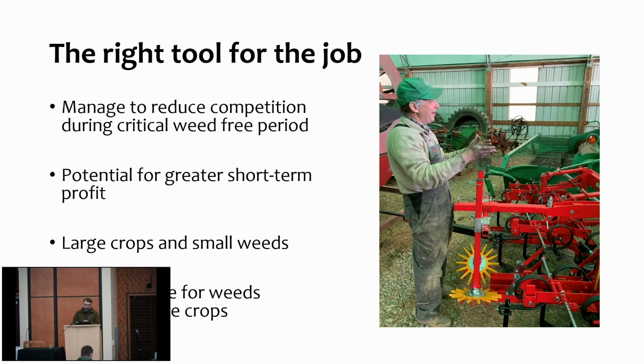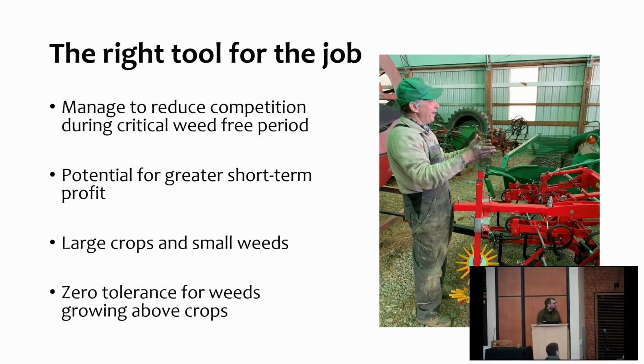Here's a photograph. This is Tor Oshner, a local farmer near Ithaca, New York, that I work with, showing off his cultivator to some of the students who were brought out to his farm. This approach is really about managing competition during the critical weed-free period. The critical weed-free period is the time in the crop growth stage where, if you keep weeds out of the crop, you're not going to have crop yield loss. So very different from what we were talking about just before.